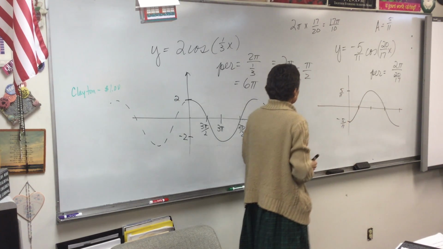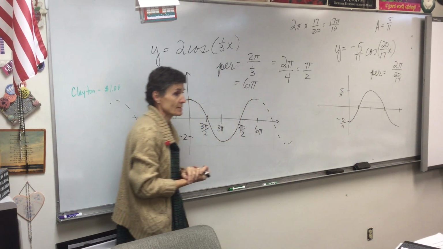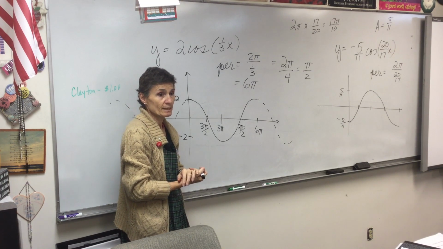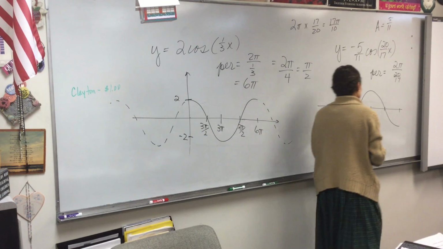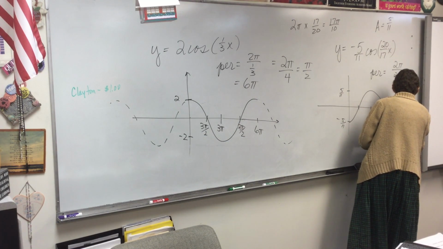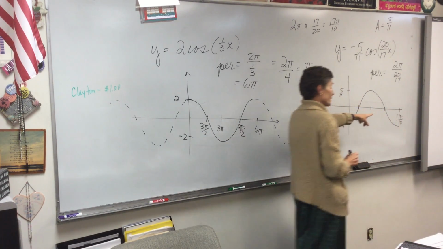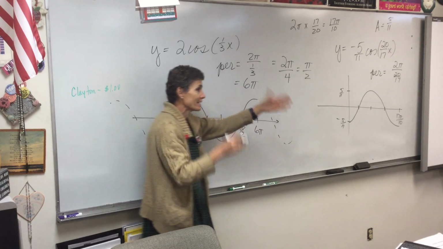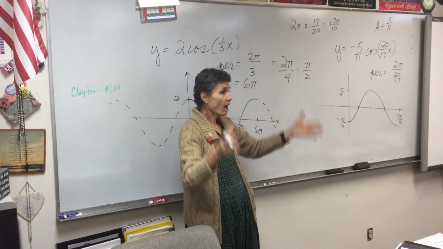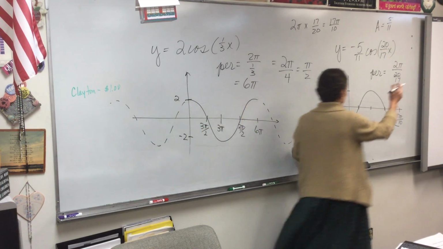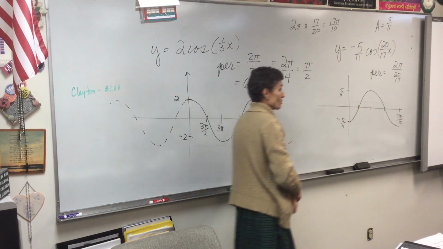If I did my arithmetic right, let's make sure I did that right. Is that right? I think you did. That means that the period is 17 pi over 10. So we're going to end up out there, our last hash mark. So the shape is accomplished between 0 and 17 pi over 10. That's our new period.